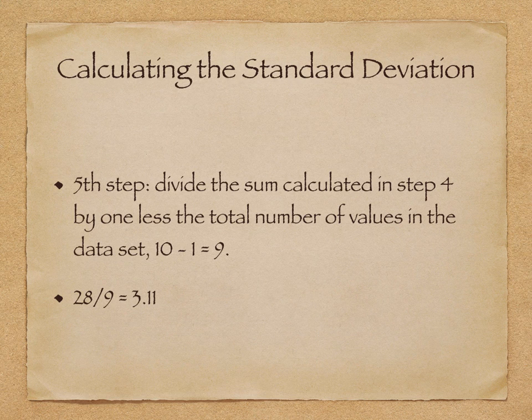The fifth step is to divide the sum calculated in step 4 by 1 less than the total number of values in the data set. Since our data set has 10, you subtract 1, which gives you 9. Therefore, you divide 28 by 9, which gives you the value of 3.11.